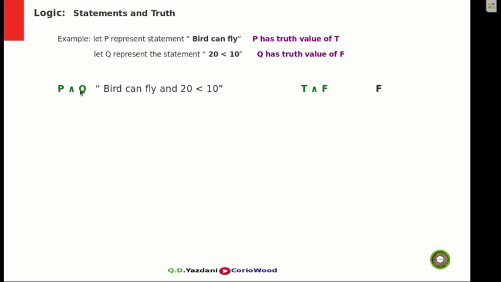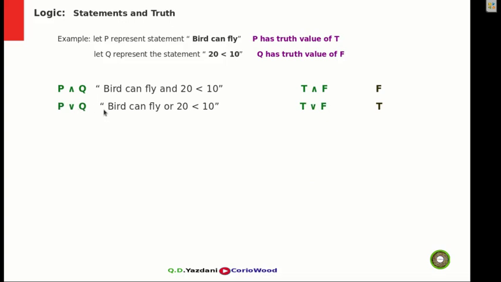Now we take the wedge-shaped P and Q, P and Q. P represents true, so we bring this one down: birds can fly, which is true, and 20 is less than 10. So T and F, true and false, becomes false. As we said in the first video, even if 99% is true and 1% is false, then it becomes false. Birds can fly is true, 20 is less than 10 is false, and true and false makes it false.